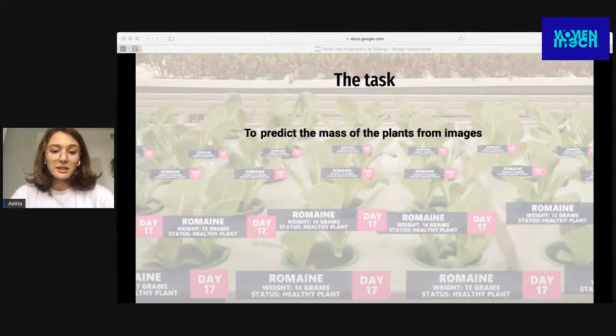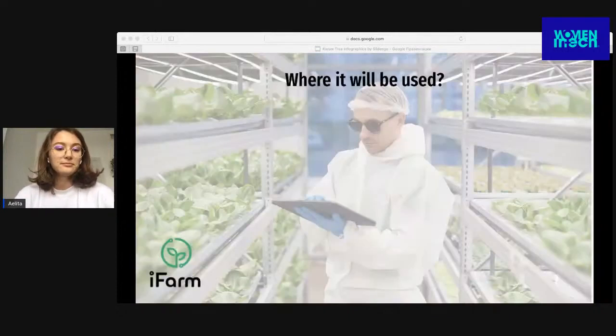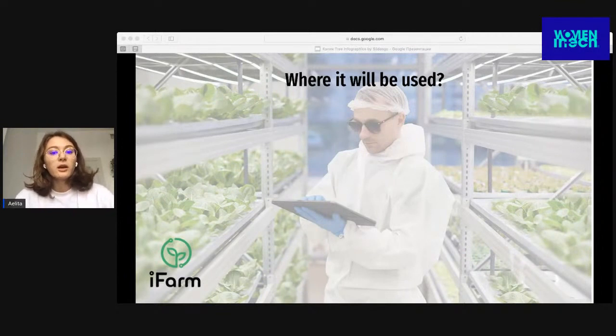Let's return to the discussion of the project. The task was pretty straightforward. We needed to predict the mass of plants from images. You may wonder where and why it may be useful. It will be used in a farm company. The company creates vertical farms, and the main goal of their work is to produce products such as vegetables, berries, and herbs in an urban environment, so that the production is really close to the customers.